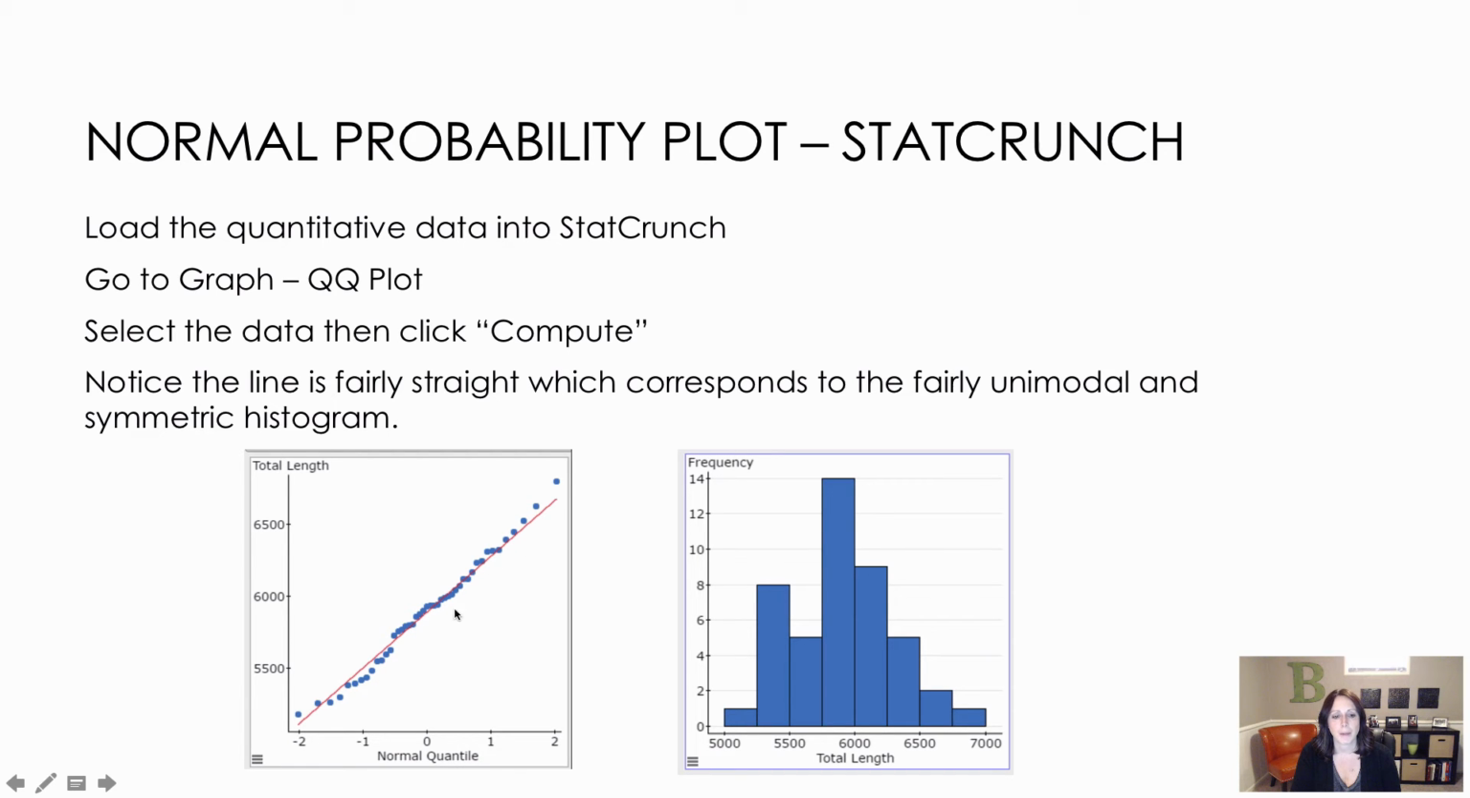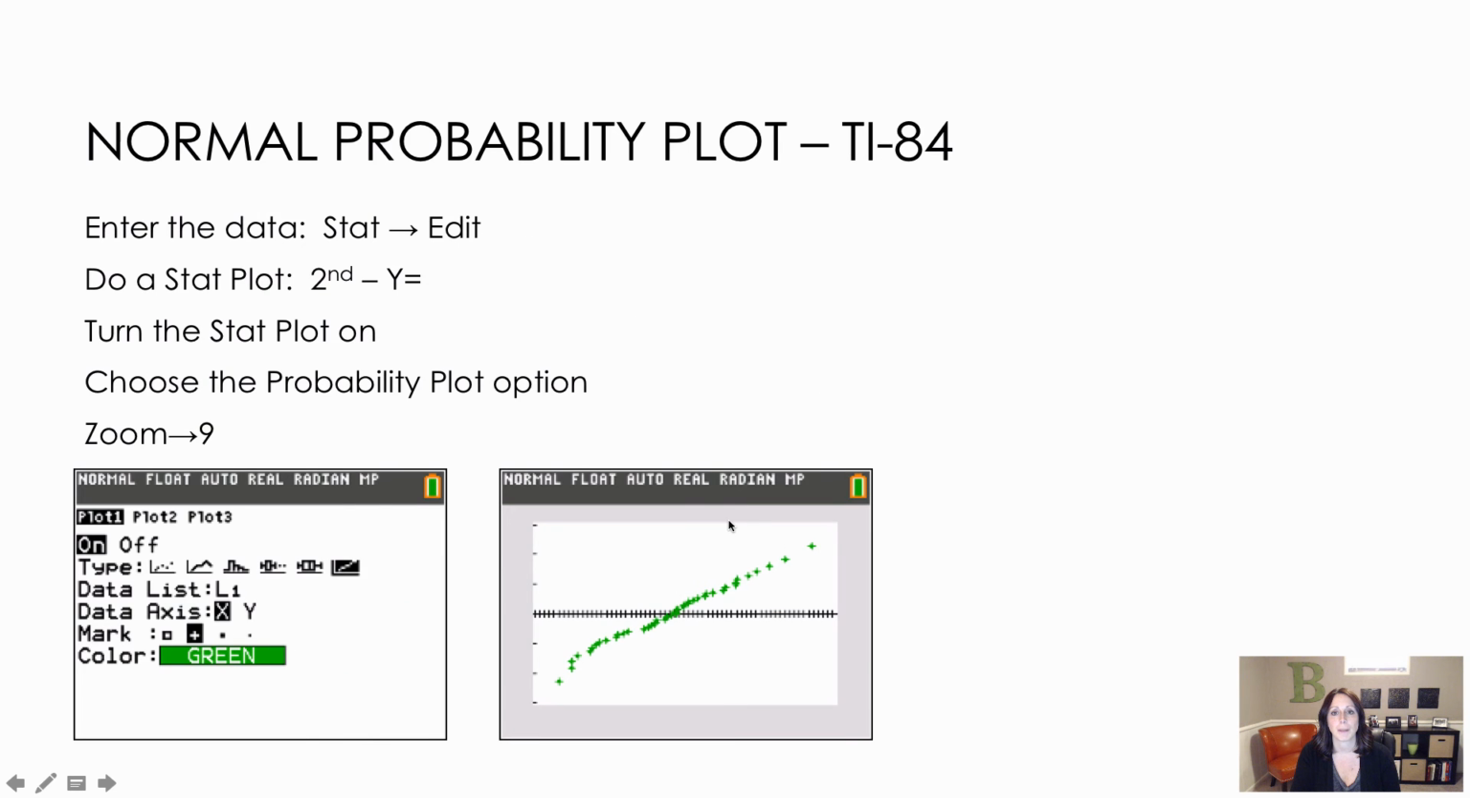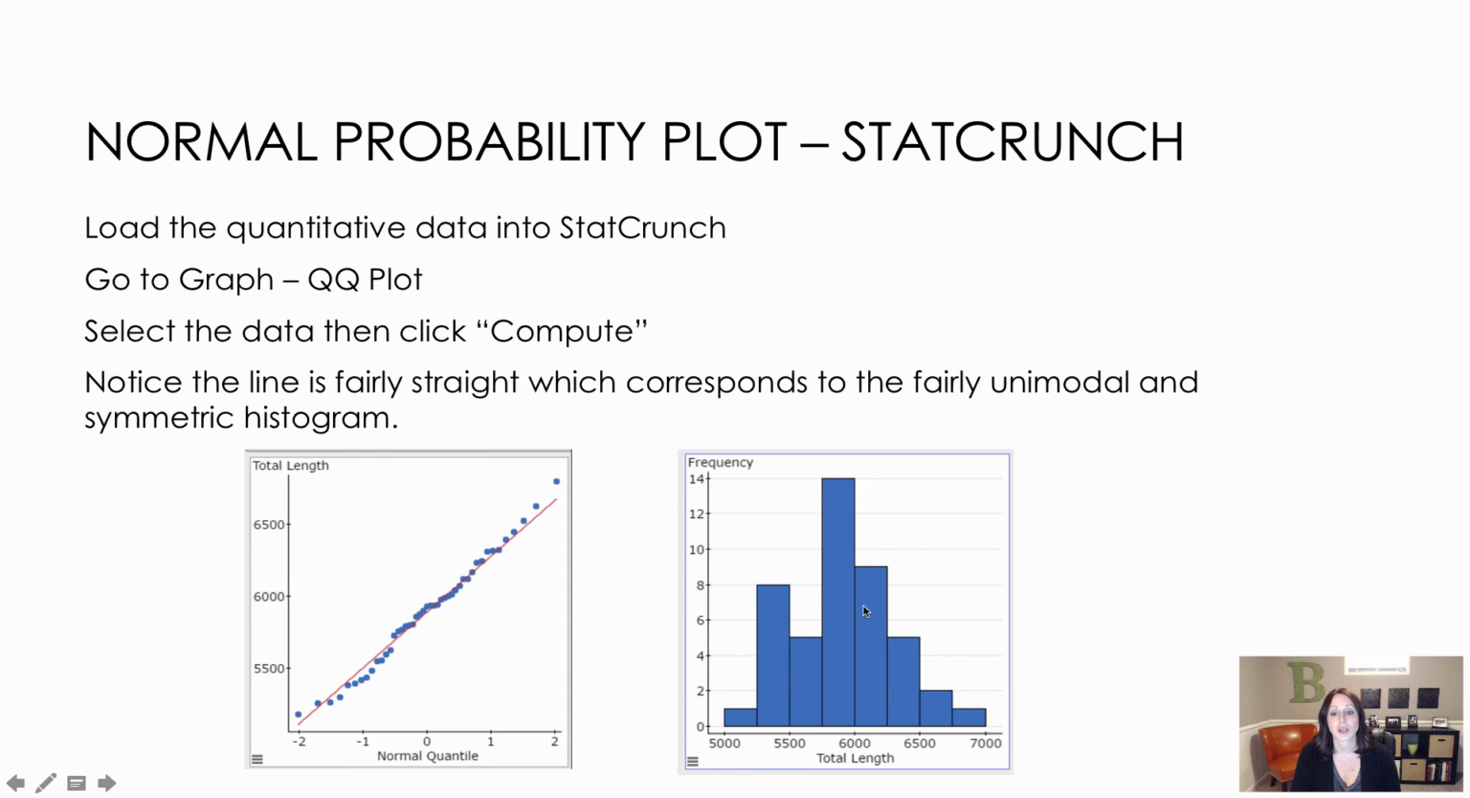I don't remember which data I used here, but you can see they do plot the red line for you, and then of course the blue line, which actually fits it pretty well. And if you look at the histogram compared to it, you can see it does look fairly unimodal and symmetric. So that's a good thing.